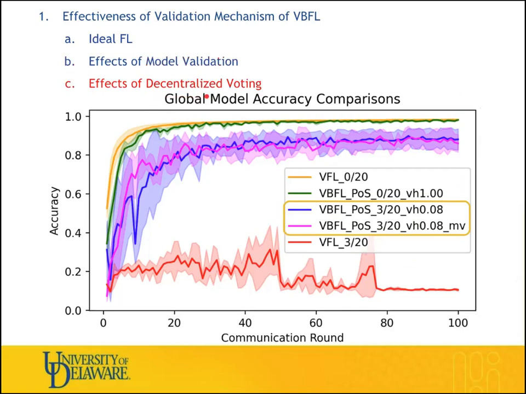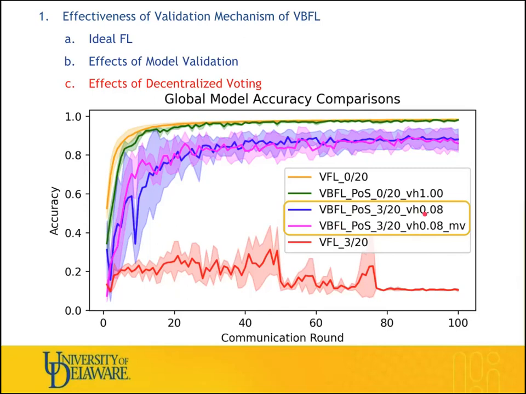Lastly, we want to show the effects of decentralized voting by comparing the blue line and the magenta line. So this answers the question of Professor Tong: if a validator is compromised, then what happens? In this magenta line experimental setup, when a malicious device became a validator, it would flip its voting result after following the legitimate voting mechanism, and this is the only difference compared to the blue line.